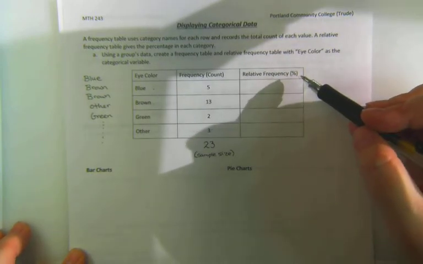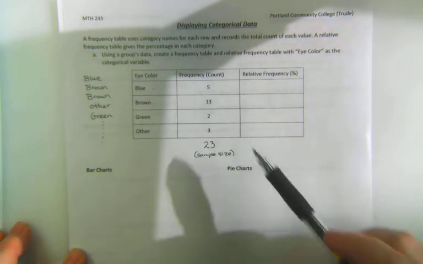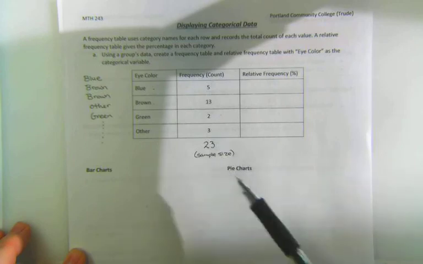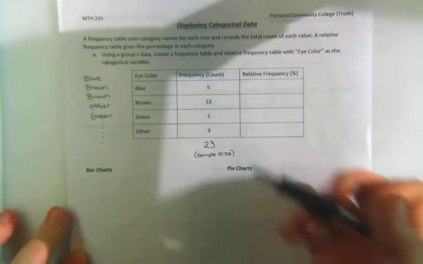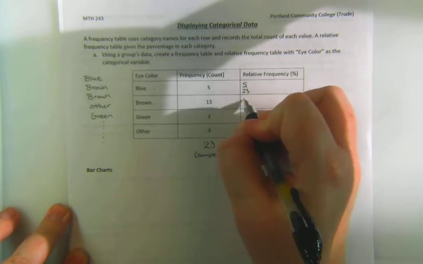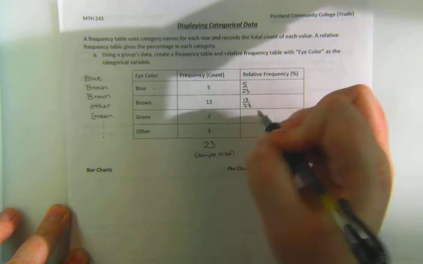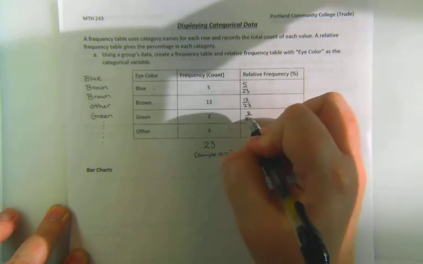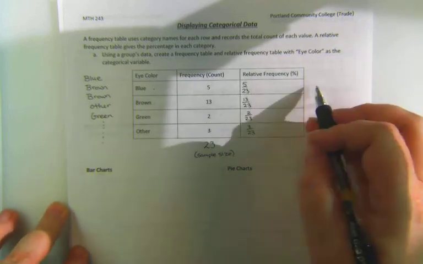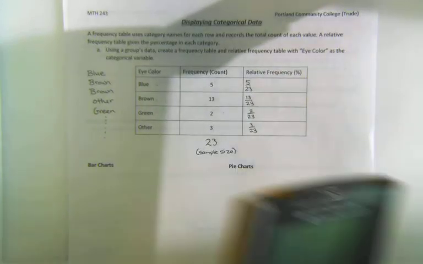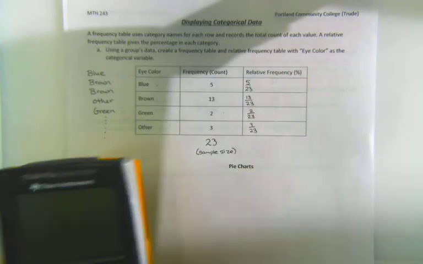What we could do, if we didn't want to just see the frequencies, is look at relative frequencies, which is the idea of taking these counts here and creating percentages. So for the percentage of blue eyes, we take 5 out of 23. For brown eyes, 13 out of 23. For green eyes, 2 out of 23. Other, 3 out of 23. And what we can do is find these percentages.